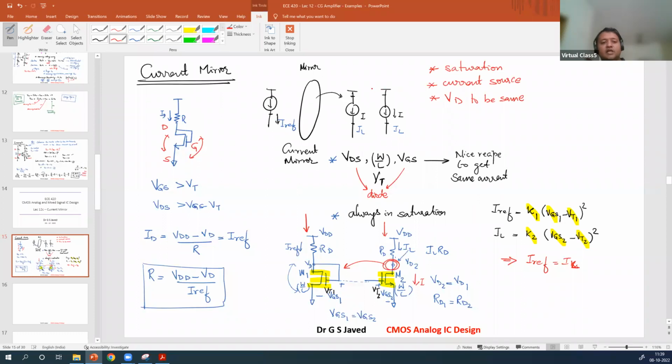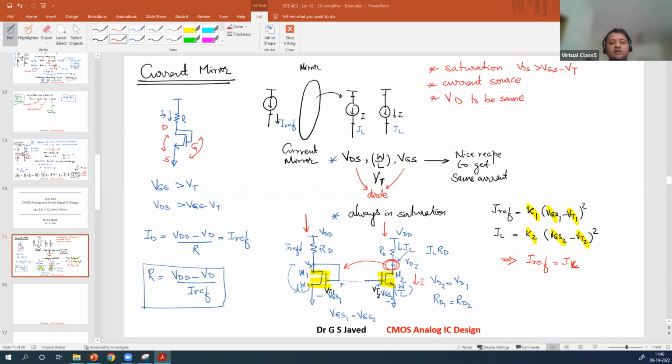And what is the other condition that you have to check? Saturation. The saturation condition will be VDS is greater than VGS minus VT. So this you should always ensure, and then your circuit will turn into a current mirror.